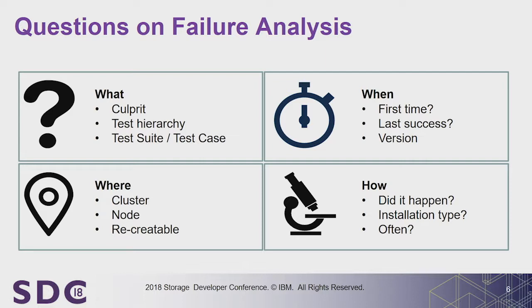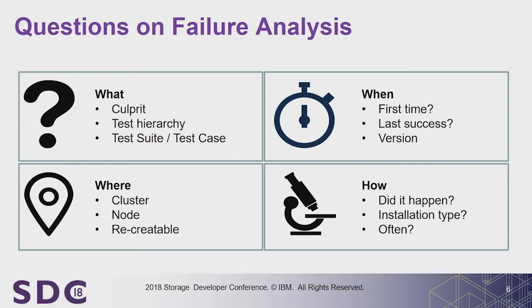Also, when did it happen? Is this the first time that we see it? When was the last time that we saw that scenario complete? That also provides us insights on what version of the code we are running, especially if we are developing separate branches and streams.